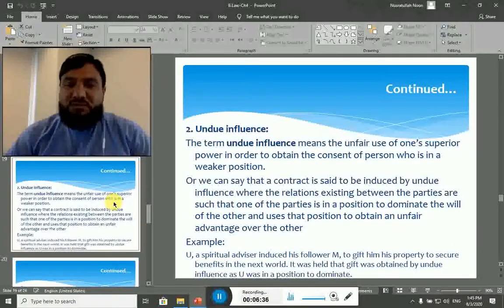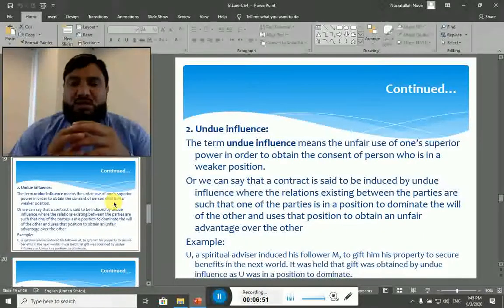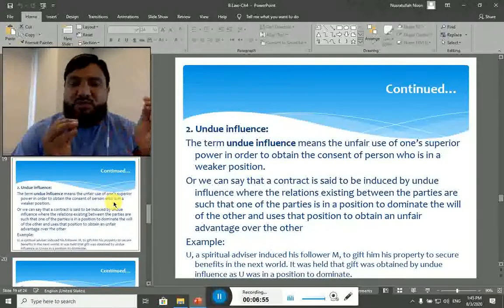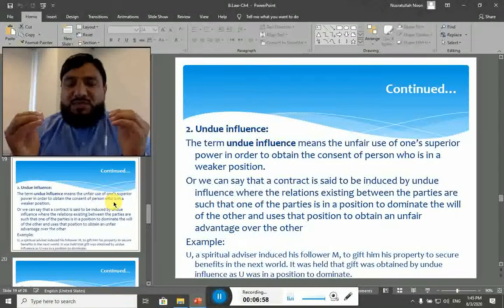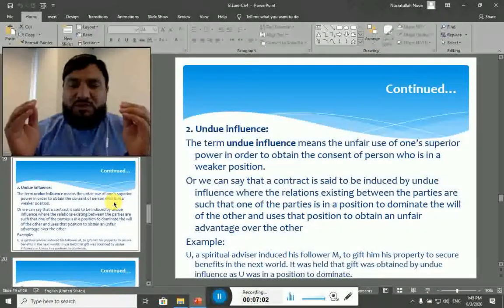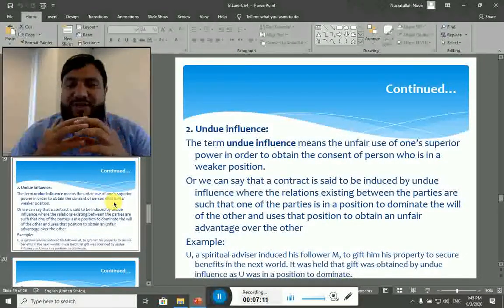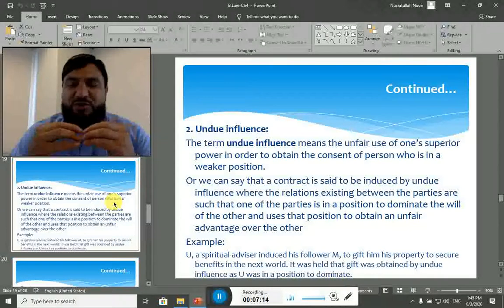Undue influence. The term undue influence means the unfair use of one's superior power in order to obtain the consent of a person who is in a weaker position. So by law, contractual parties should be in the same position. If one of the contractual parties is in a superior position and the other is in an inferior position, such a contract is not valid until both of the parties come out of their actual positions, whatever superiority or inferiority, and deal with each other as a layman, as a common man, where both of them have the right to show their free consent, to bargain on the consideration, bargain on terms and conditions without any external force, with free consent and free will. Then the contract is valid.